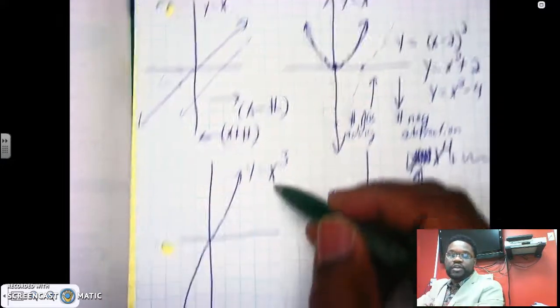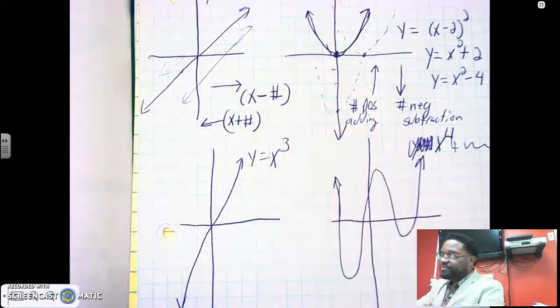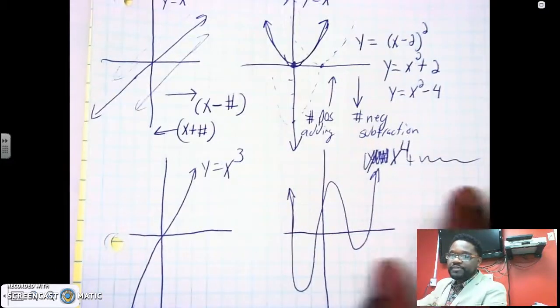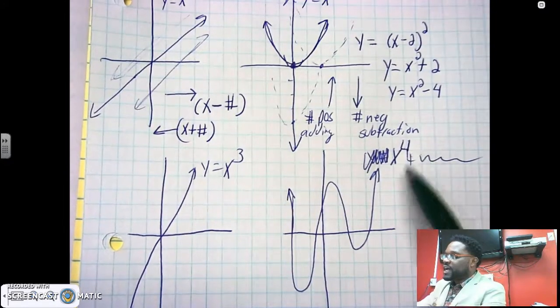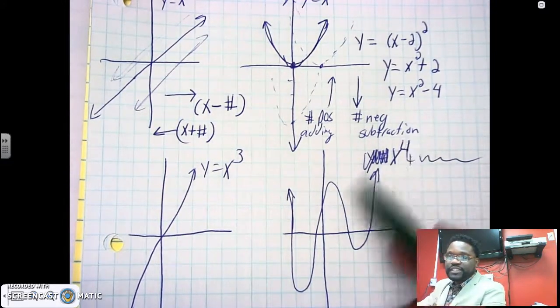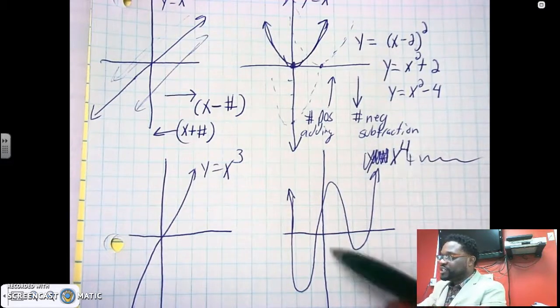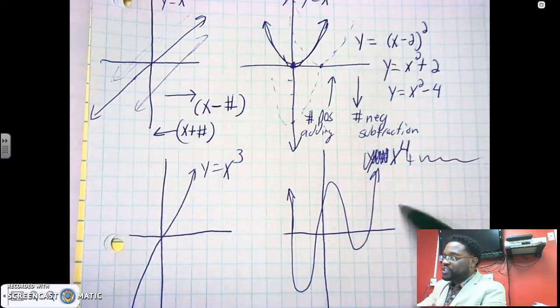This is a cubic graph right here. Same thing applies there. And this is a fourth degree polynomial. Now, this is just a general one. This is not exactly this equation here. And so we need to actually talk about this.